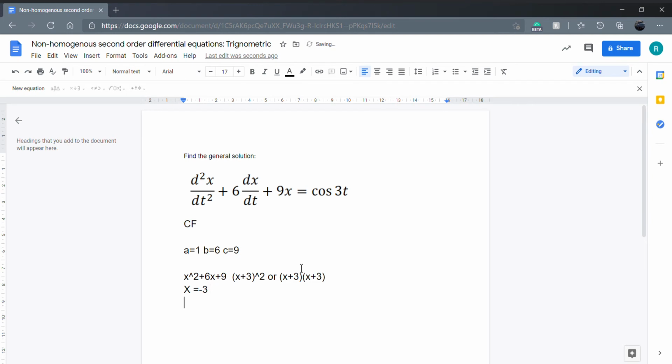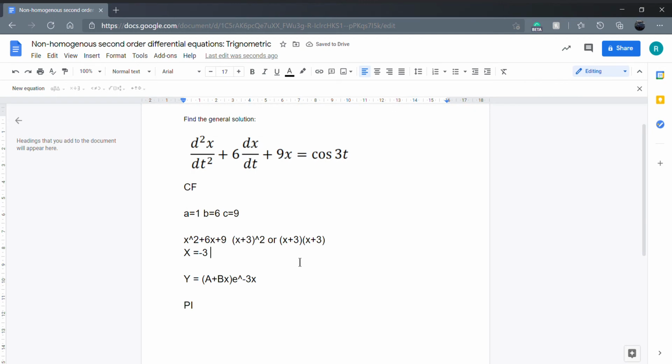And therefore we put it in the form of y equals (a plus bx) times e to the power of -3x. That's the first part. But as you know, we have a non-homogeneous equation, so we need to find the particular integral, also known as the PI.